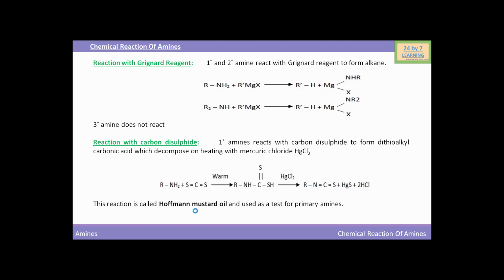This reaction is also called the Hofmann mustard oil reaction, and it is used as a test for primary amines.